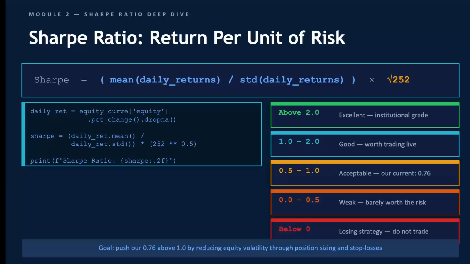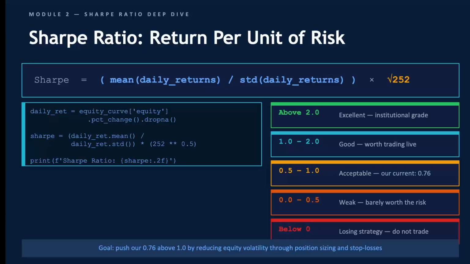And if it is between 1.0 and 2.0, it is good and worth trading with proper risk management. If it is above 2.0, it is excellent and institutional grade performance. So a Sharpe of 0.76 is not bad for a crypto strategy. The asset class is inherently volatile, which makes high Sharpes hard to achieve. But we want to push it above 1.0.